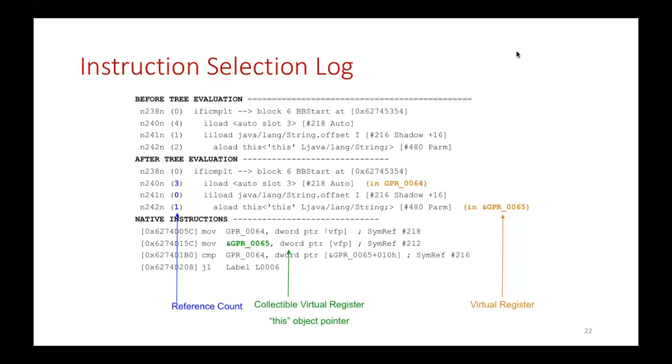What you can see is that after we've done a tree evaluation, the reference counts on these nodes actually get decremented. So after we've gone through this, the iLoad has its reference count decremented from 4 to 3, the next iLoad goes down to 0, and the aLoad goes down to 1. And that's the natural result of this. And then the result of these evaluations is a virtual register, and after we've done tree evaluation, we can now report which register has been set on each of these nodes. So in the case of the iLoad, we know that was evaluated into GPR 64, so we can report that when we print these in the logs.